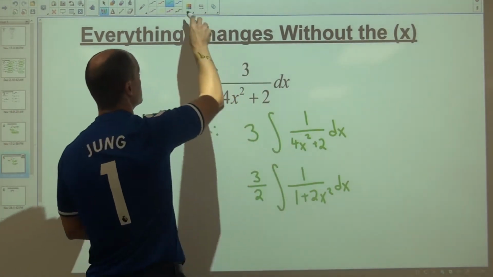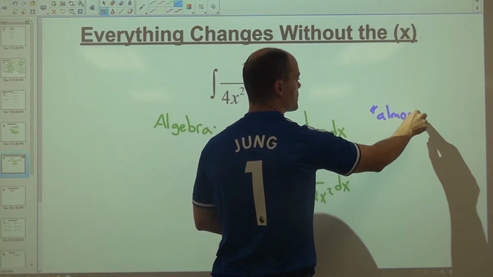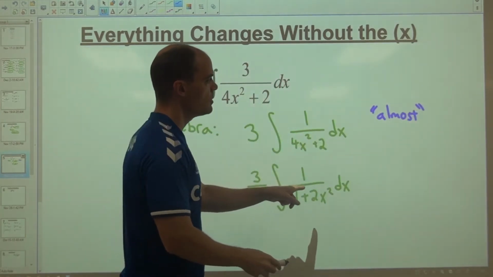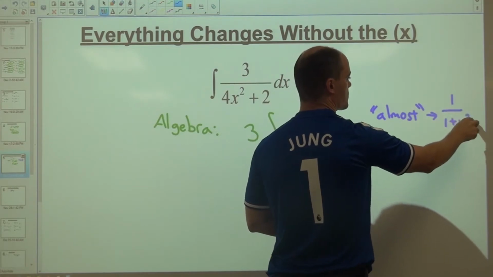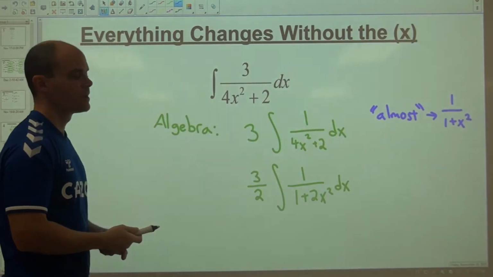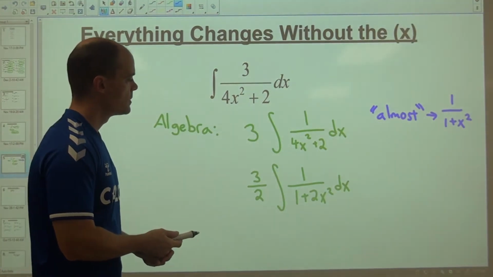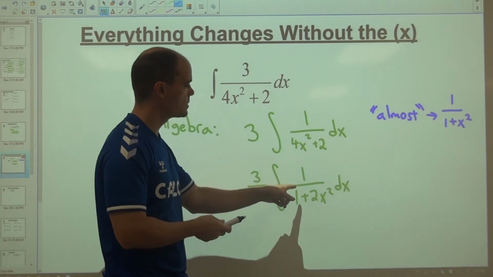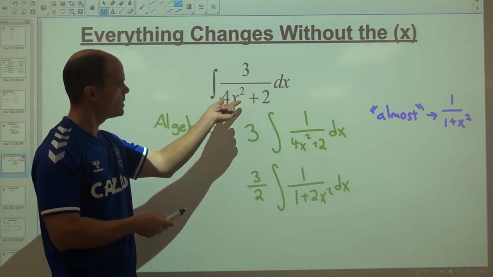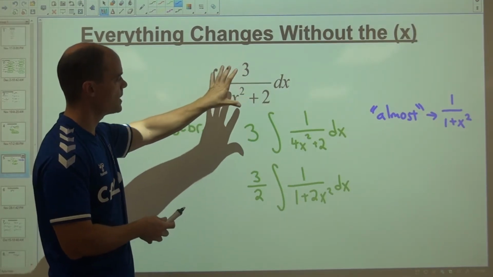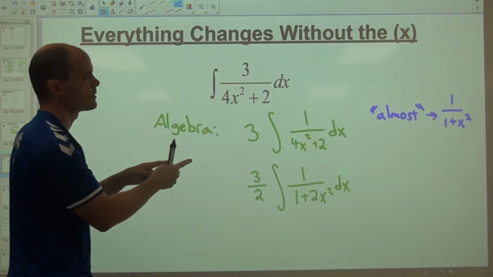This is almost, what? It's almost 1 over 1 plus x squared. And that's what? That's the derivative of the inverse tangent. So this is an inverse tangent derivative. If you see addition with an x squared, a quantity squared in the bottom, you're looking at an inverse tangent. It just doesn't look like it's supposed to yet, so we have to make it look like that.